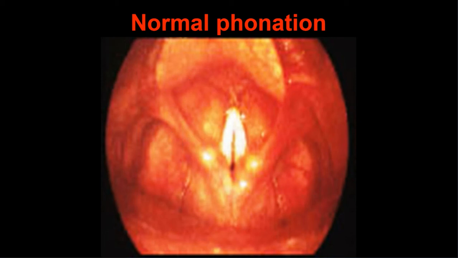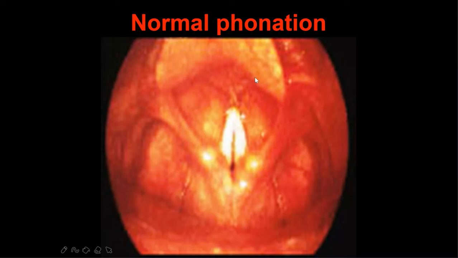motor supply to all the muscles of the larynx is from the recurrent laryngeal nerve except the cricothyroid. The cricothyroid is supplied by the external branch of the superior laryngeal nerve. Motor supply to the cricothyroid is the external branch of the superior laryngeal nerve. The internal branch gives the sensory supply above the vocal cords, and sensory supply below the vocal cords is from the recurrent laryngeal nerve, which also gives motor supply to all the muscles.